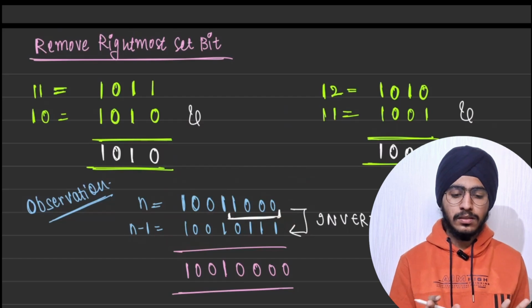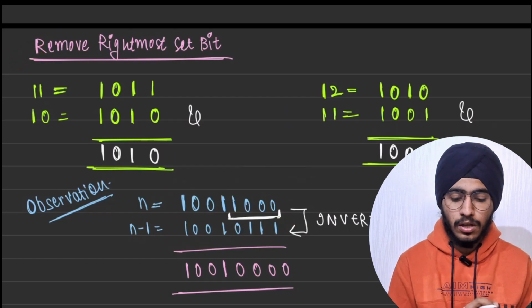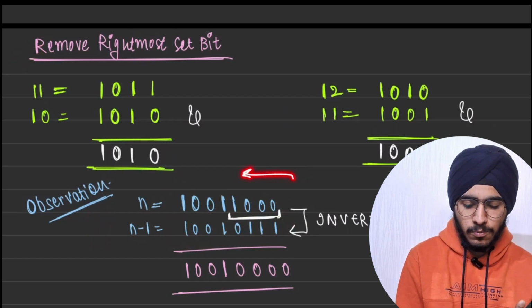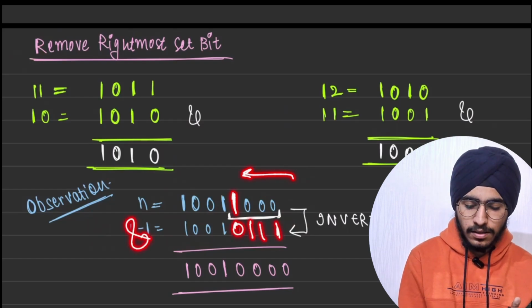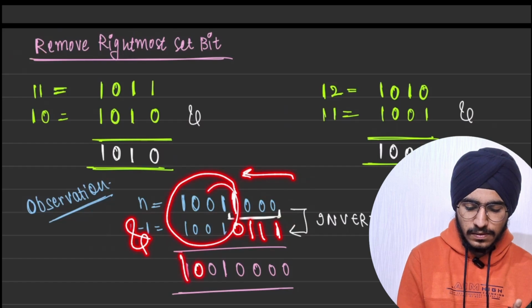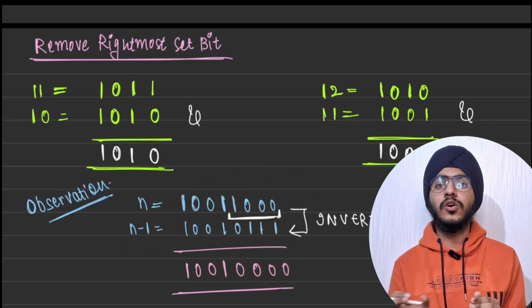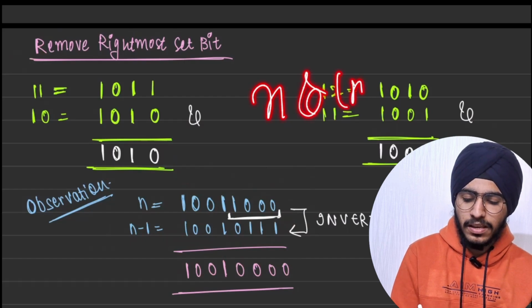So now this is done. Then what is remove rightmost set bit? If I say do n and n minus 1, then what will you say? That we are taking the rightmost set bit and reverting only this part. That means if I do AND, this part will remain as it is and the rightmost set bit will be removed. So from this we can understand that whenever we want to remove the rightmost set bit, do n and n minus 1.